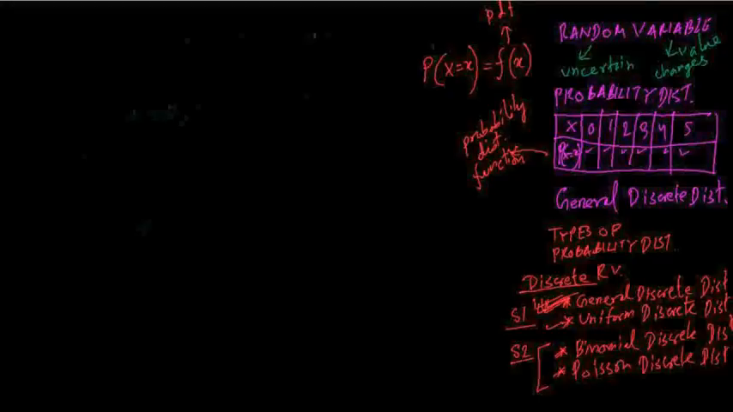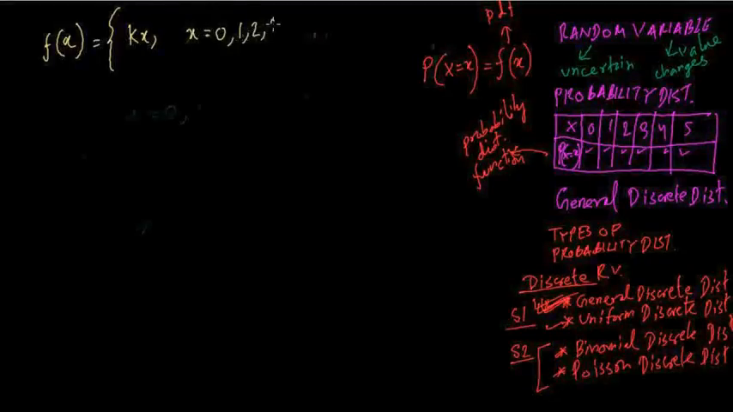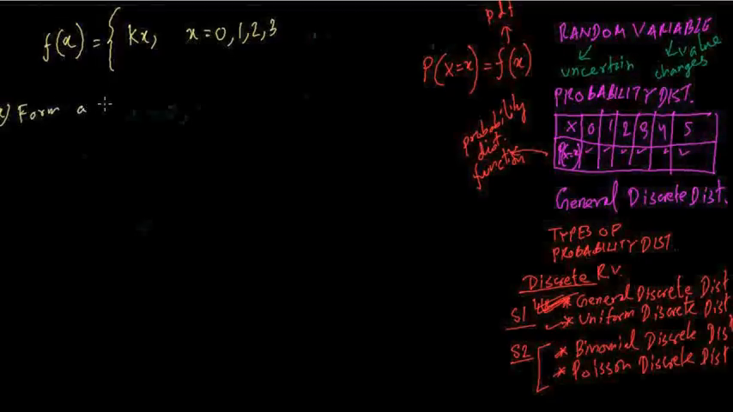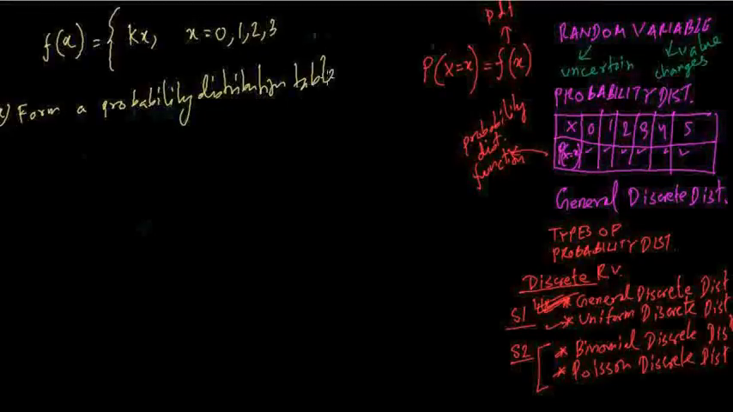So let's take a look at a particular sum. Now they can give f(x) is given by kx, where the instances of the random variable are 0, 1, 2, 3. So the first question is, form a probability distribution table. So this would be 2 marks.